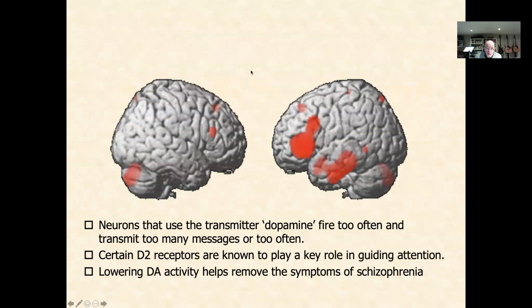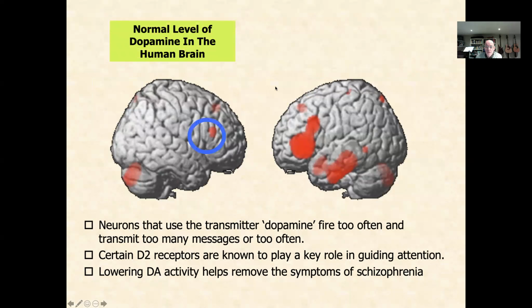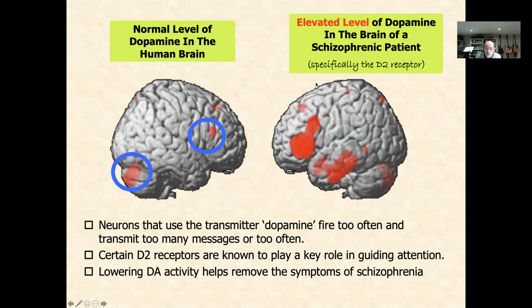Well, first of all, let's look at a couple of brains. If we look at this one here, this is the normal amount of dopamine in a normal brain, and here we have a brain of someone with schizophrenia. And you can see we've got raised or elevated levels of dopamine in these different parts of the brain, specifically in what are known as the D2 receptors. And those D2 receptors, particularly at the front, are to do with guiding attention. So it's been found that if we lower the amount of dopamine or the dopamine activity in a brain, we can reduce the symptoms of schizophrenia.